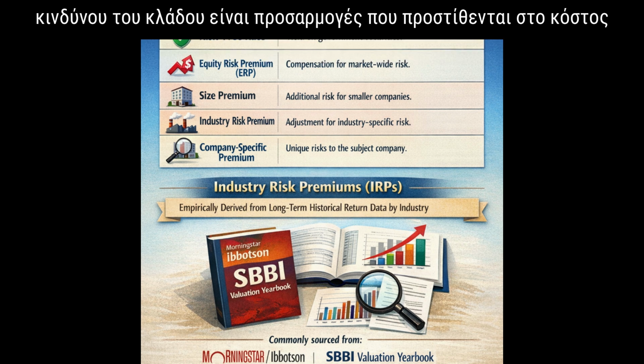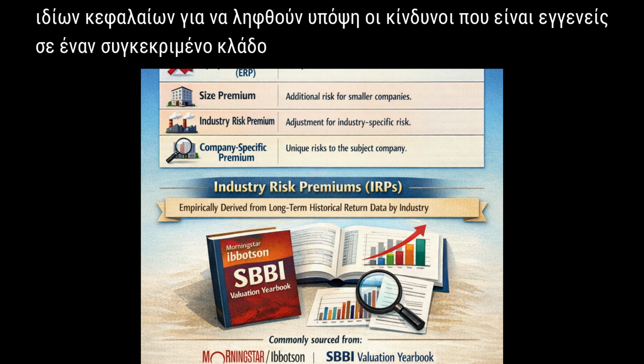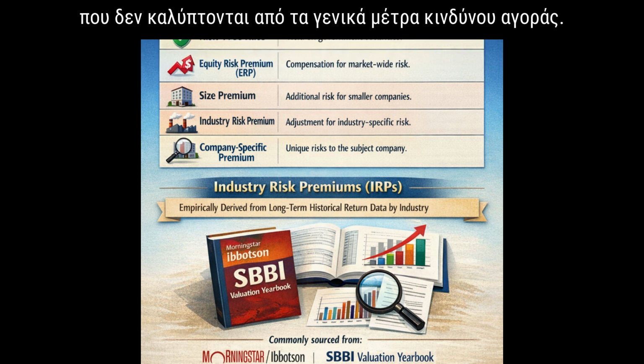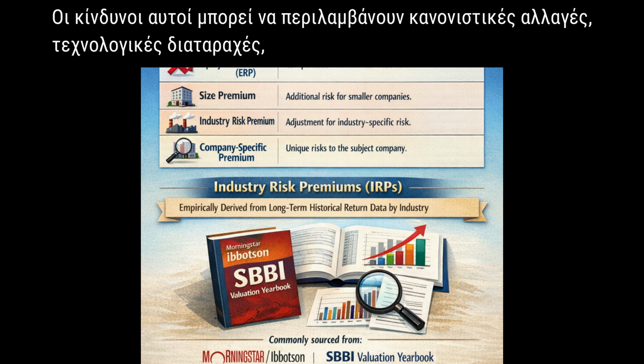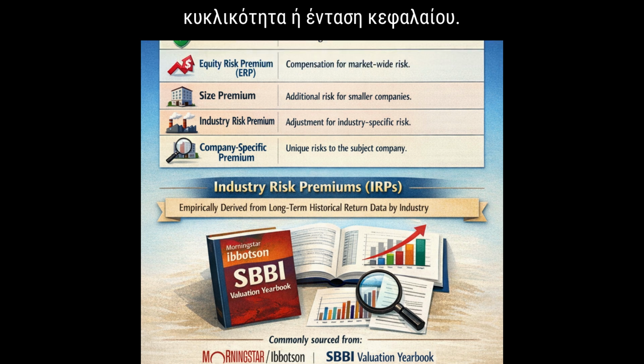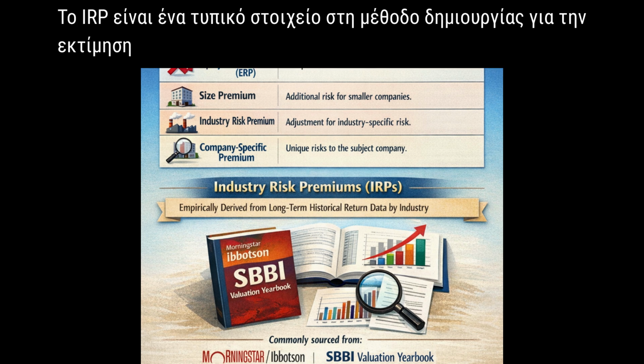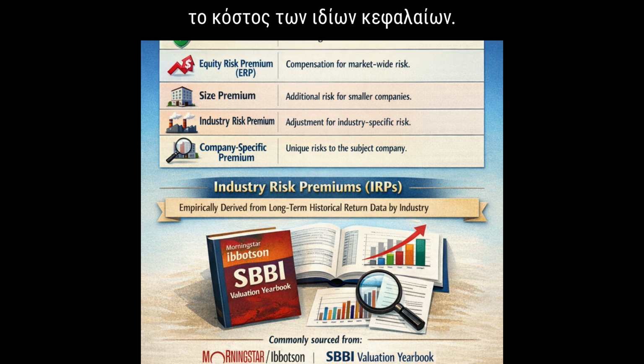Theoretical foundations of industry risk premiums, or IRPs. Industry risk premiums are adjustments added to the cost of equity to account for risks inherent to a specific industry that are not captured by general market risk measures. These risks may include regulatory changes, technological disruption, cyclicality, or capital intensity. The IRP is a standard component in the build-up method for estimating the cost of equity.